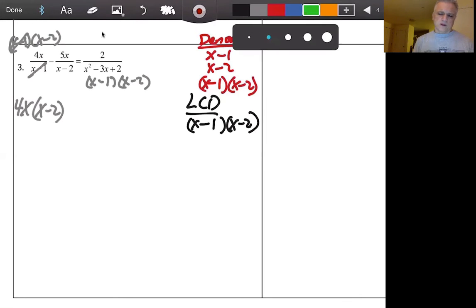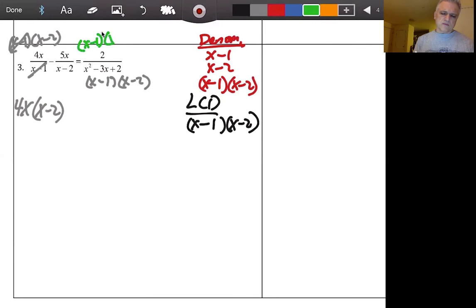Okay. This middle guy here, again, we're going to multiply by the LCD. We can multiply every individual term by the same constant, and in this case, the constant is x minus 1 times x minus 2. Okay, so x minus 2's cancel, leaving me with 5x times x minus 1. And that's a minus in between. So minus 5x times x minus 1.